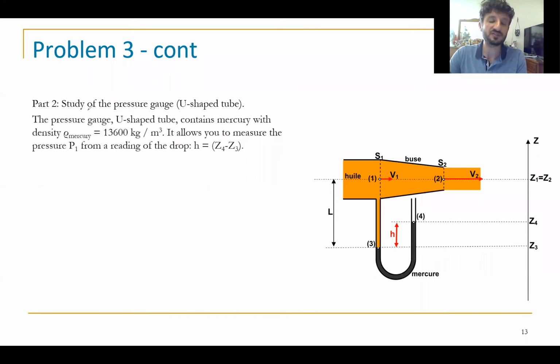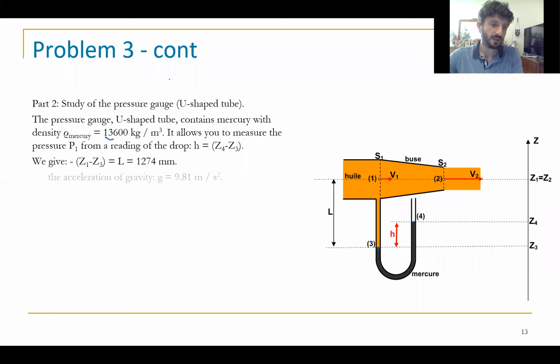Okay, study 2. I want to study the pressure gauge U-shaped tube. I want to find P here. The pressure gauge U-shaped tube contains mercury with density equals to 13,600 kilogram per meter cube. Okay, it allows you to measure the pressure P1 from a reading of the drop H. I talked about this point. The main idea here of the pressure gauge is to calculate P inside or Q inside by measuring the value of H, the difference between the levels of mercury at this point and at this point.